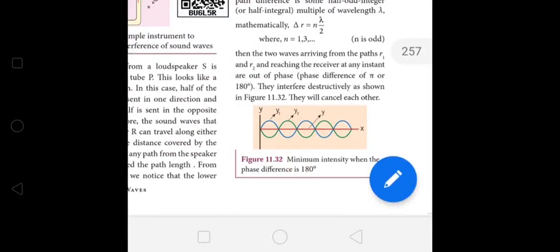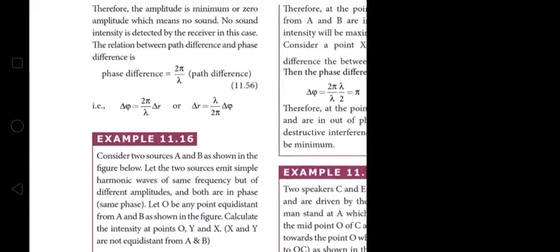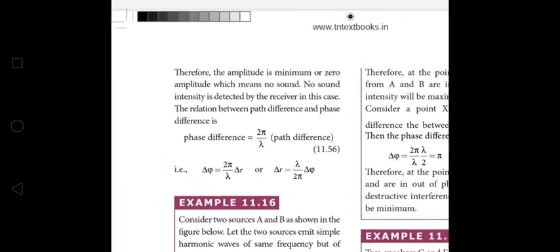So constructive interference is there and destructive interference is also there. Minimum intensity occurs when the phase difference is 180 degrees, where the waves cancel each other in destructive interference. Okay, so both are possible. The amplitude is minimum or zero, which means no sound. So no sound intensity is detected by the receiver in this case.